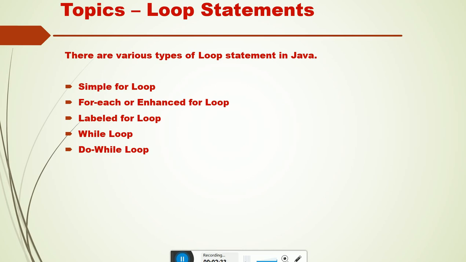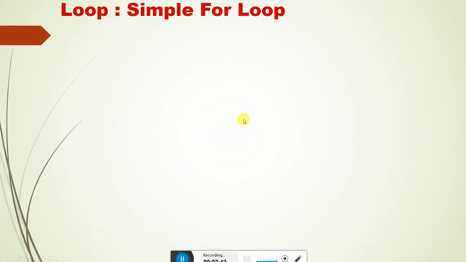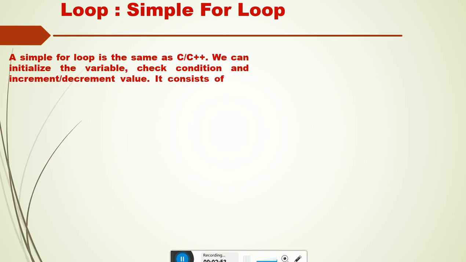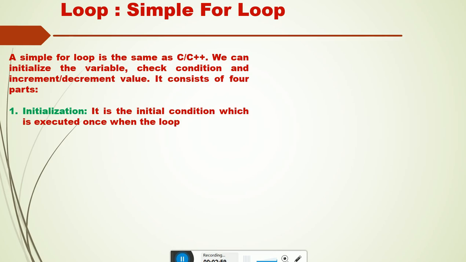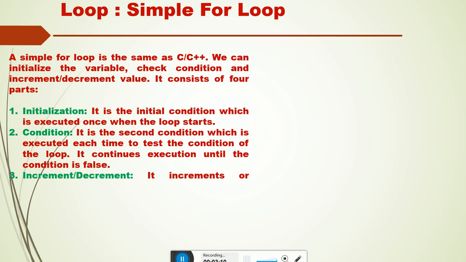Okay, now let's start with the first one, the simple for loop. A simple for loop is the same as in C and C++. We can initialize the variable, check the condition, and increment or decrement the value. It consists of four parts. First, initialization. Second, condition. Then increment or decrement, and last, statements.